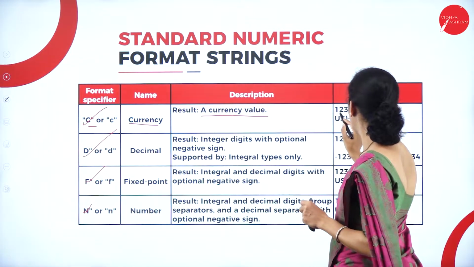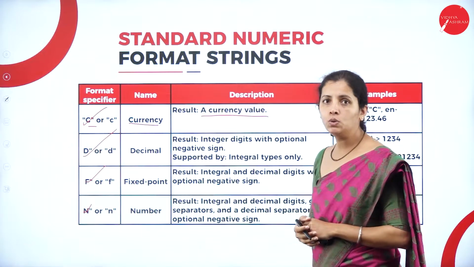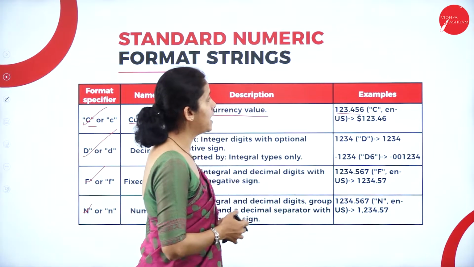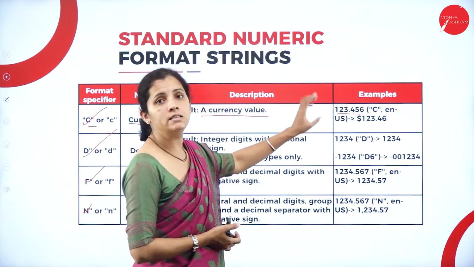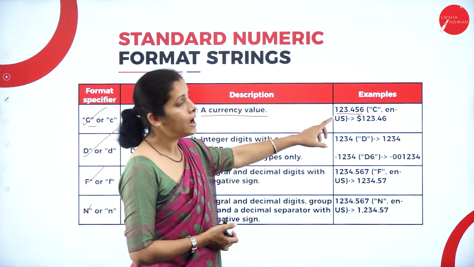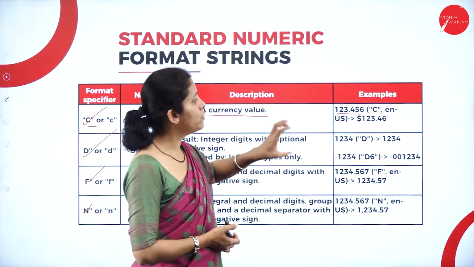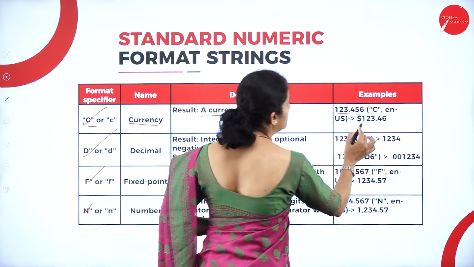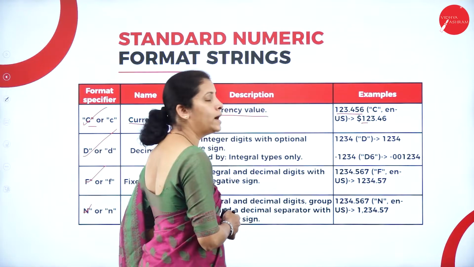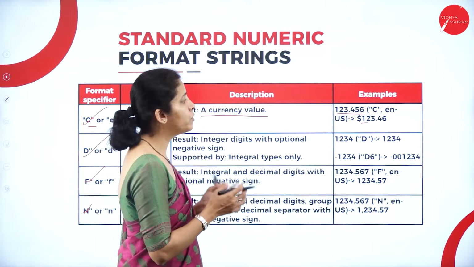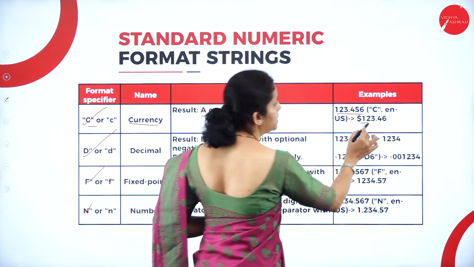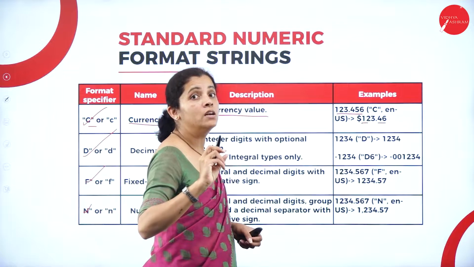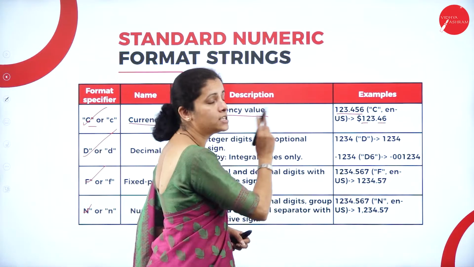See here I have 123.456, and I want to represent this currency in American standard. So I want to display this in the form of dollar. So I'll make it $123.46. This is my precision, where I specify how many digits I want to display.